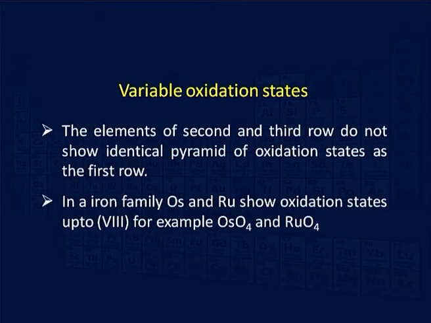The elements of the second and third row do not show an identical pyramid of oxidation states as was seen in the case of first row transition elements. In the iron family, we have osmium and ruthenium, which show oxidation states almost up to +8, and this +8 oxidation state is stable for these metal ions, as osmium can form osmium tetroxide and ruthenium can form ruthenium tetroxide, almost stable at room temperature.